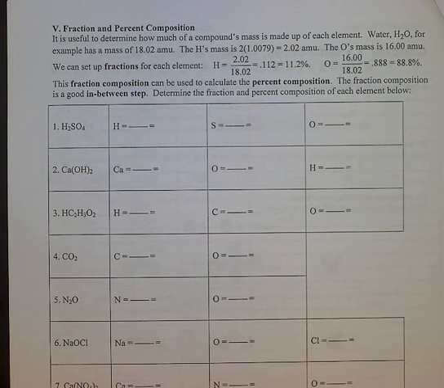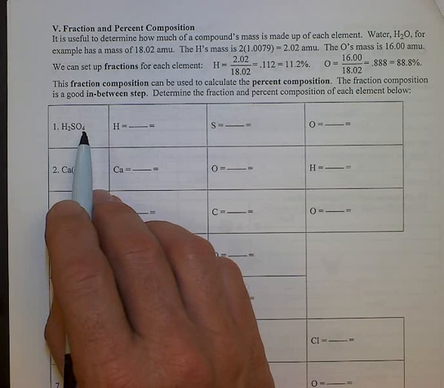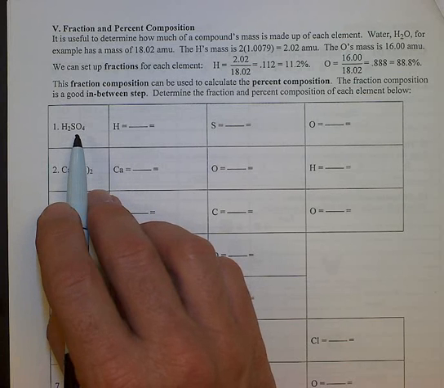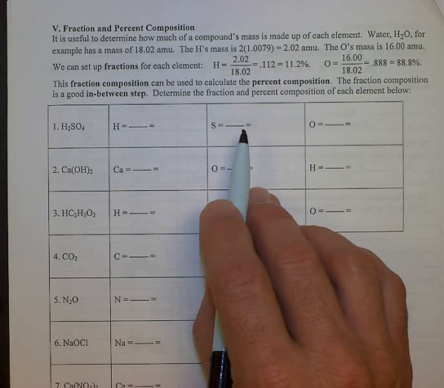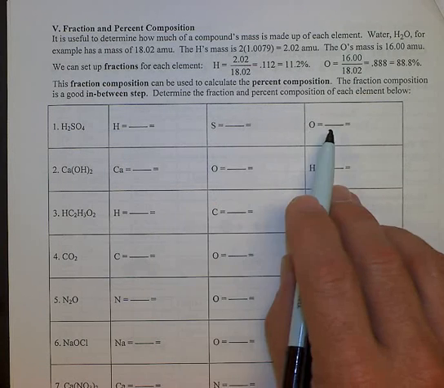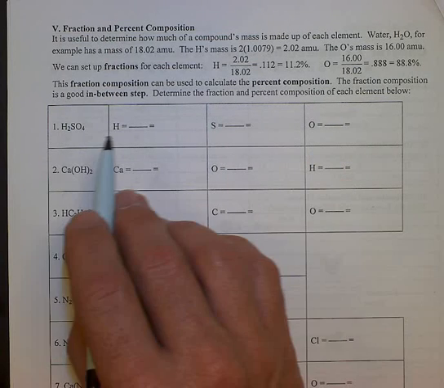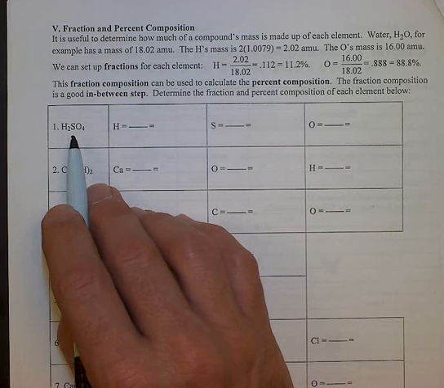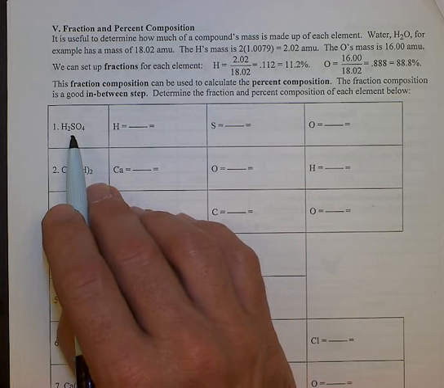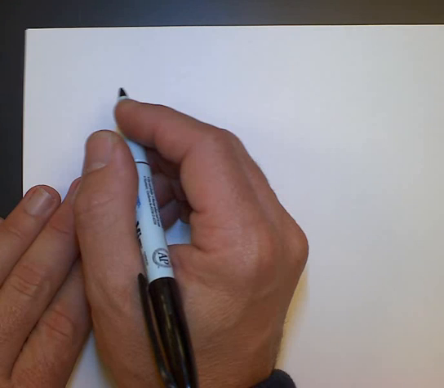So if we look at the first one here for H2SO4, which is sulfuric acid, we're essentially being asked what percentage of this compound is made up of hydrogen, and what percentage is made up of sulfur, and what percentage is made up of oxygen. So our first step is to determine the total mass of H2SO4, which is essentially the molar mass. Then we can calculate the parts of each. So here's how we're going to work that.